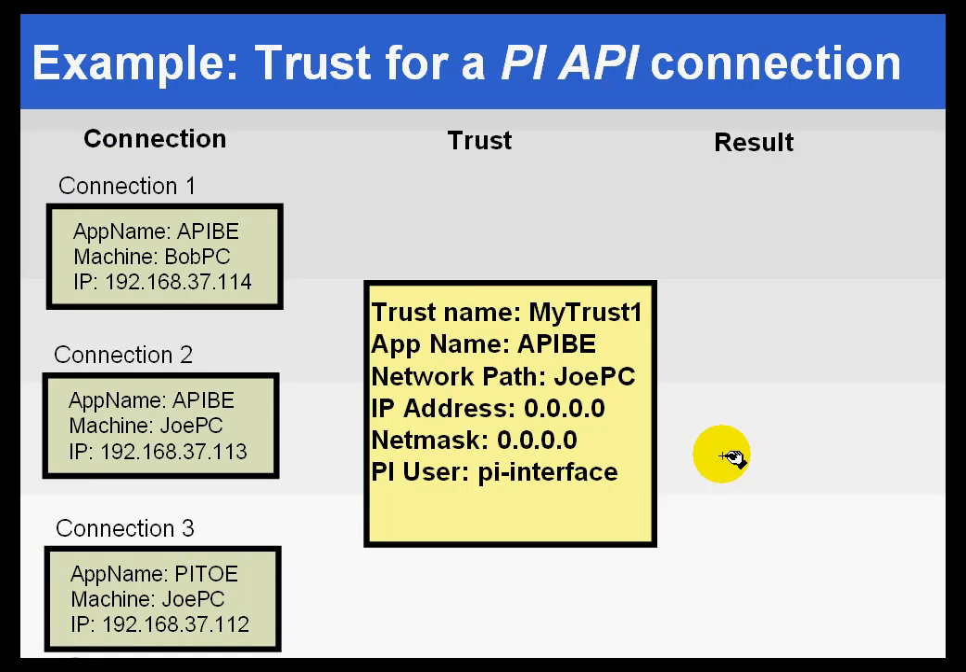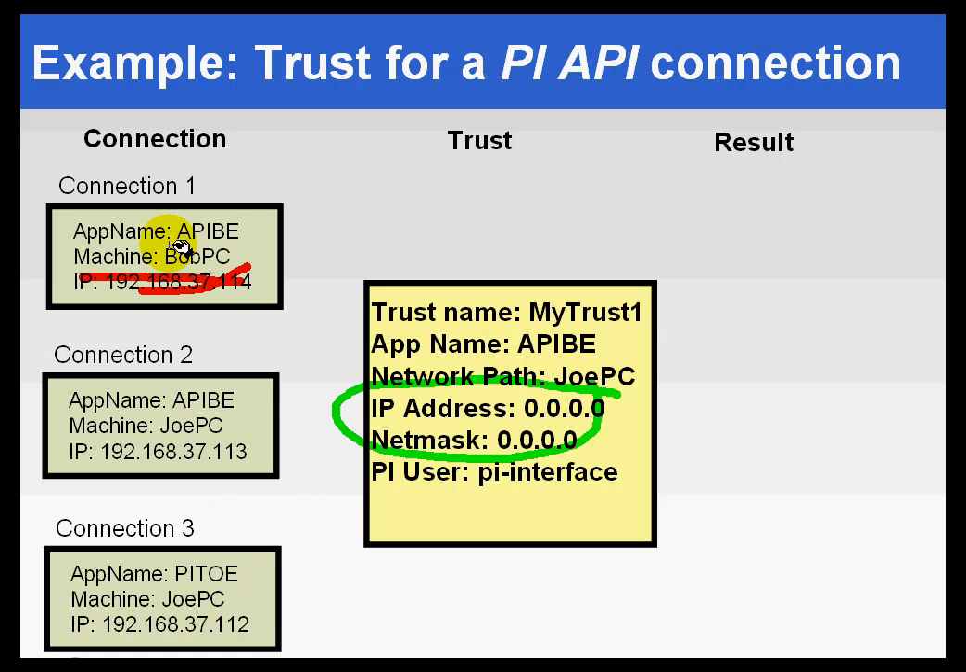So let's just take a look at different incoming connections. Let's go with this connection here. The application name in this case is API BE. The machine name is BobPC, and the IP address is that. Well, first of all, we can cross out the IP address. That's kind of a red herring, because if you remember, we didn't specify an IP address. If you look here, the IP address is not specified, so it doesn't really matter what that IP address is.